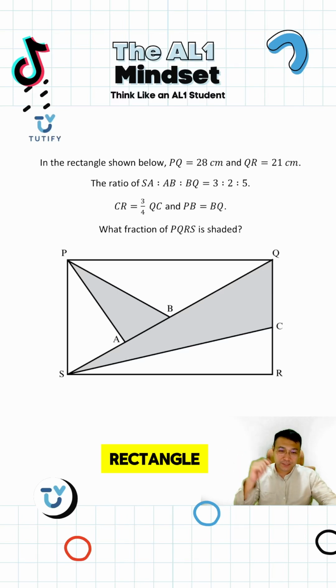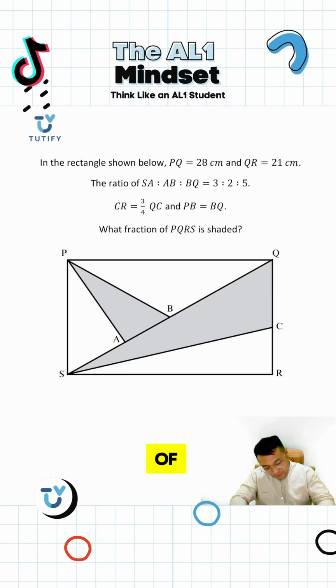Alright, what fraction of this rectangle is shaded? Now, they've given us a lot of information, including the length of PQ and QR, but we will not be needing these. I'll tell you why in a while. All we need are the ratios SA, AB, BQ. Let's label the diagram. 3 is to 2 is to 5.